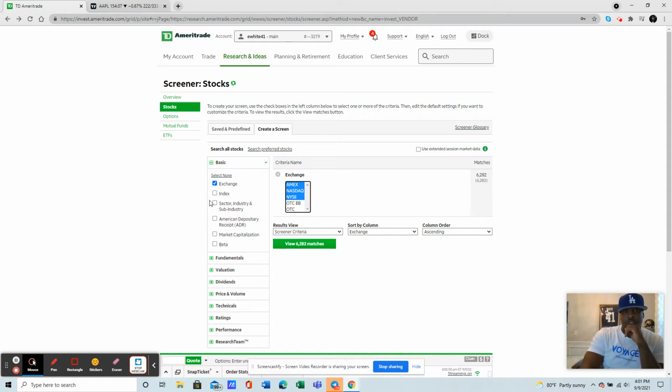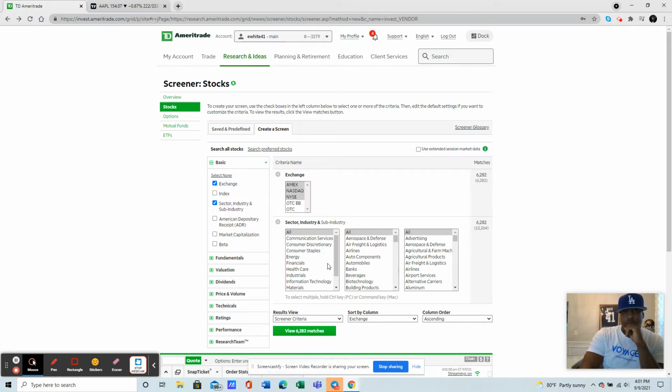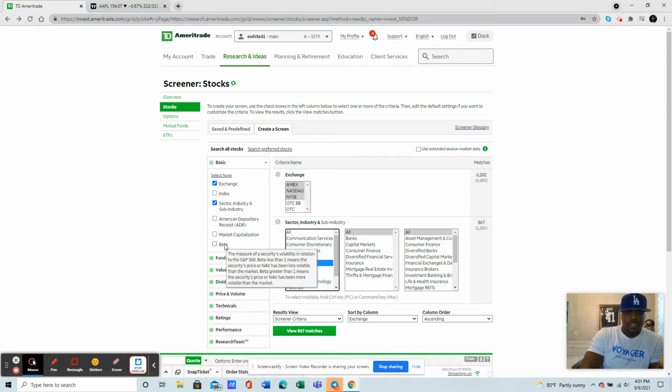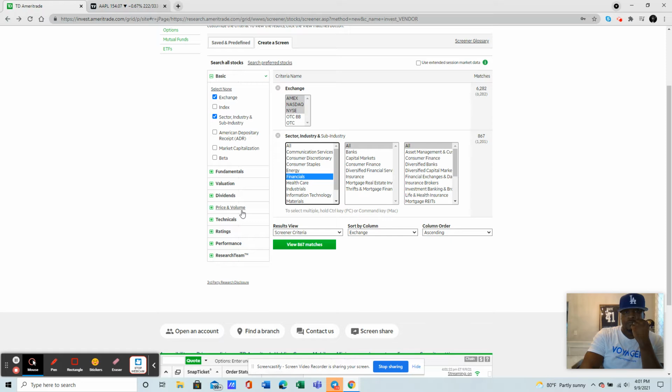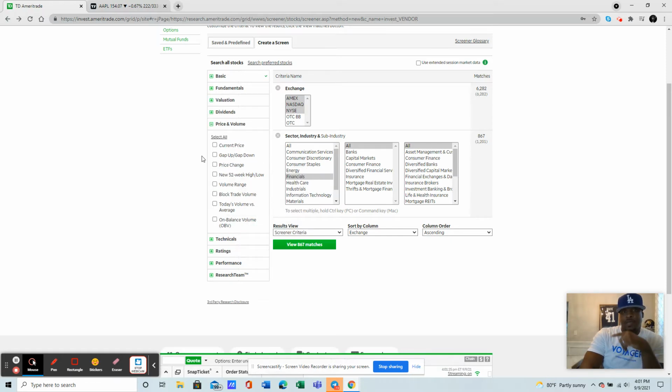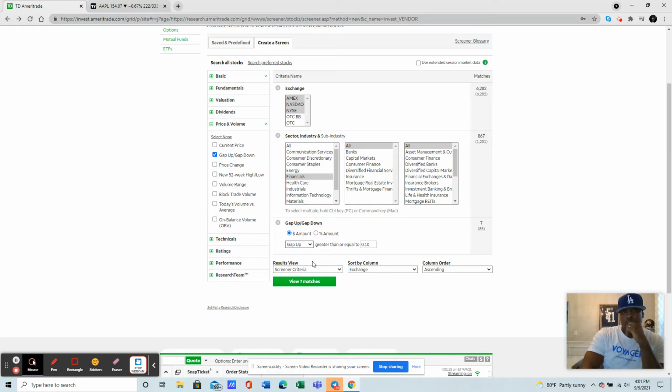And then we're going to select the sector. You can do energy. If you think of something with oil, you can do oil if you want to. If you want to do the financials, of course, you have your banks and all the other stuff. Then we want to go down here to price and volume. And here you want to do a gap up, gap down. You select it, and we can do the amount or the percentage. So gap up greater than or equal to 10 cents, that means 7 of them showed up for gap up. We can do a gap down as well.